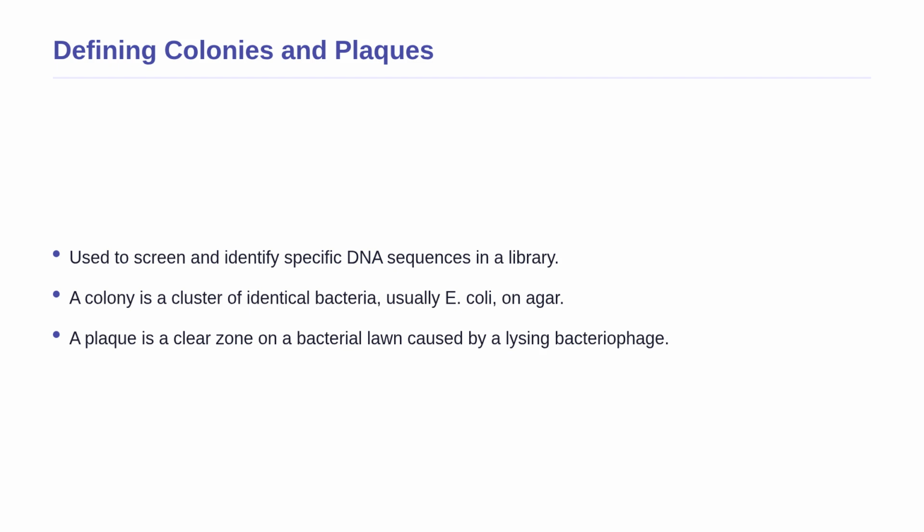On the other hand, a plaque is a clear, circular zone on a cloudy bacterial lawn. This clear zone is caused by a bacteriophage, which is a virus, infecting and lysing the bacterial cells. Whether we are looking at bacterial colonies or viral plaques, the goal remains the same: finding the one that contains our specific gene of interest among thousands of candidates.